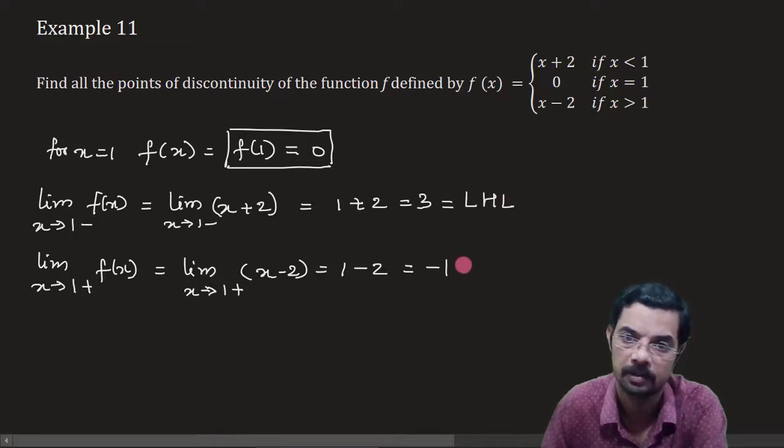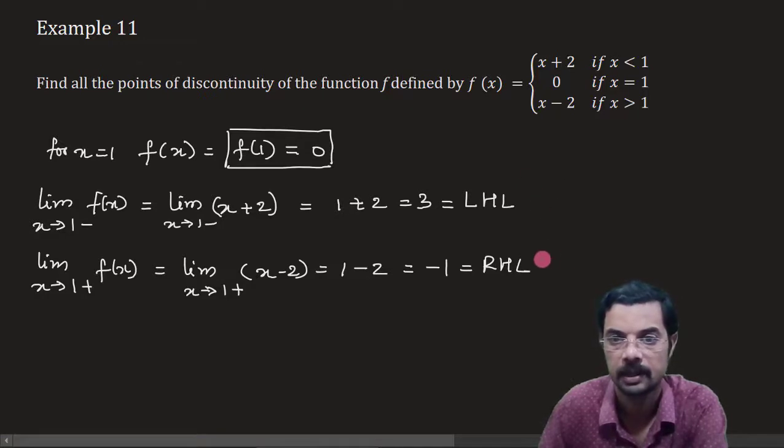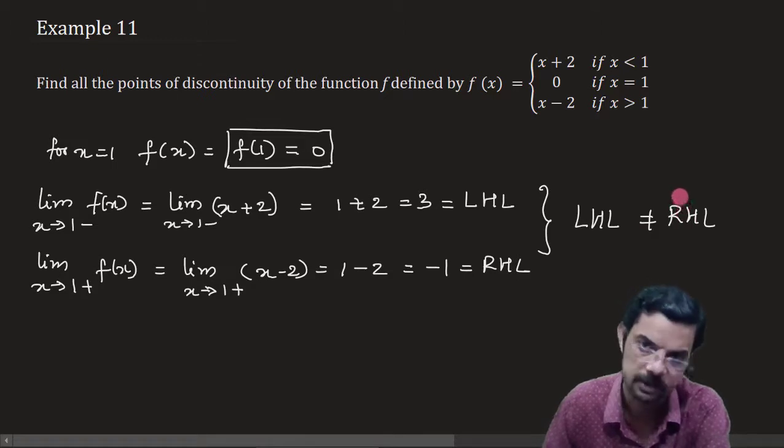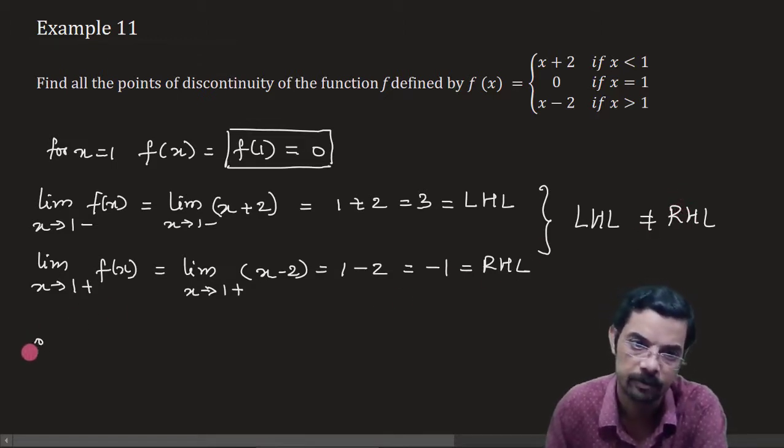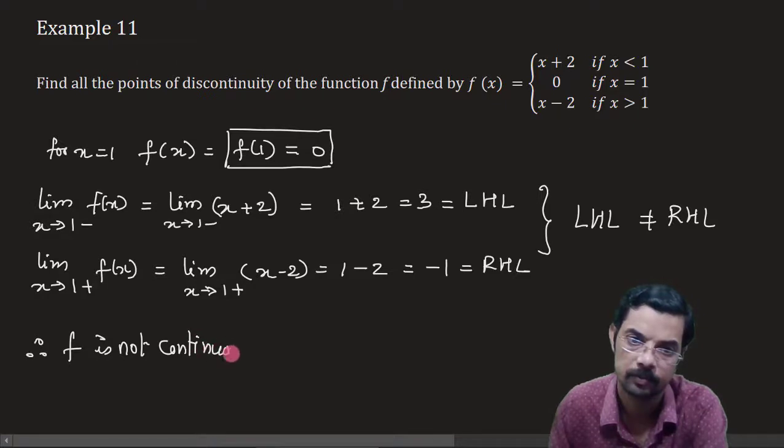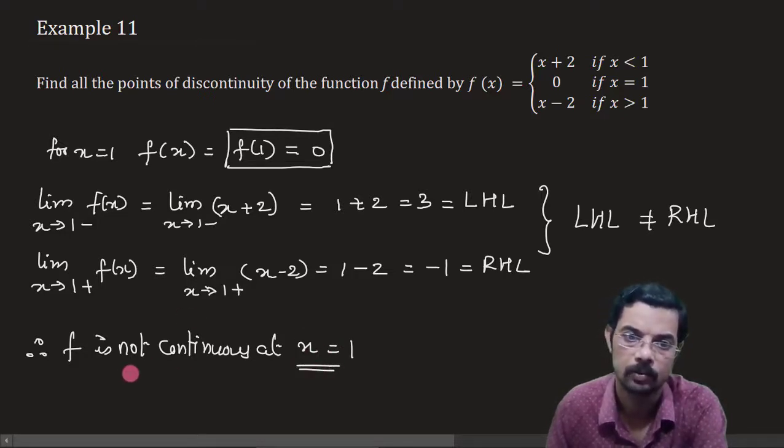Here, this is the left hand limit, and this is the right hand limit. Clearly the left hand limit and right hand limit are not equal. Here we can see that the left hand limit is not equal to the right hand limit of f(x). So therefore what can we say? Therefore f is not continuous at x equal to 1.